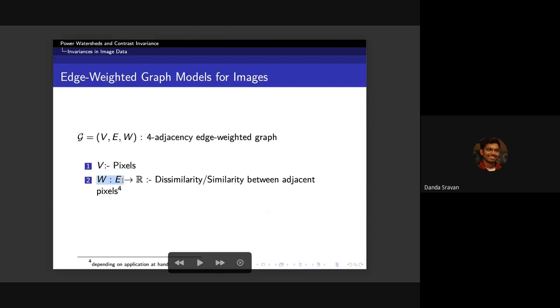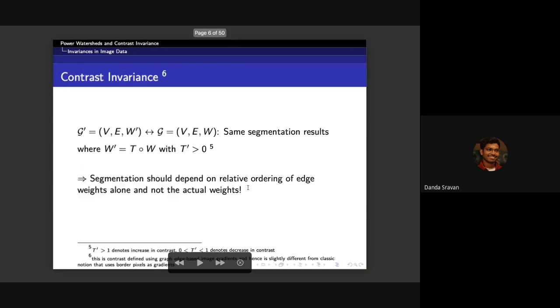And people construct some kind of weights on each of the edges. This is to convey how dissimilar or similar neighboring pixels are with respect to the intensities or the color values, or if you are working on, say, hyperspectral images, some kind of a similarity using all your bands and so on. So this is a commonly used framework. Depending on the application at hand, people construct either a dissimilarity measure or a similarity measure.